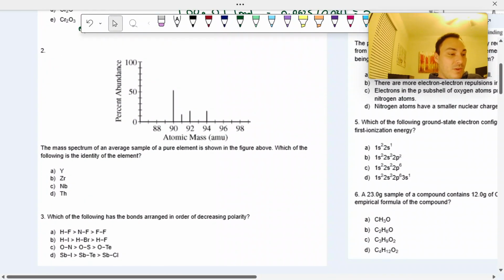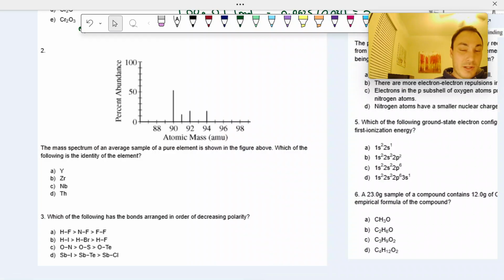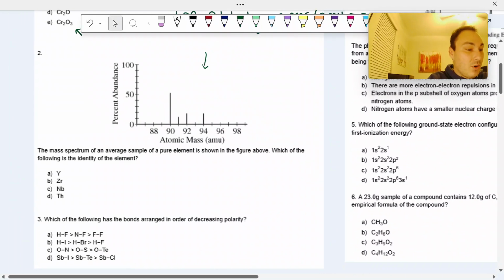The mass spectrum of an average sample of a pure element is shown in the figure above. Which of the following is the identity of the element? So the molar mass on the periodic table is an average atomic mass of all the isotopes. So we're going to go to the periodic table and see what molar mass matches this mass spectroscopy data. As you can see, we're going to be in between 90 and 94, but I think we're going to be way closer to 90 than 94 because we're way higher weighted 90. I would predict somewhere around 91.